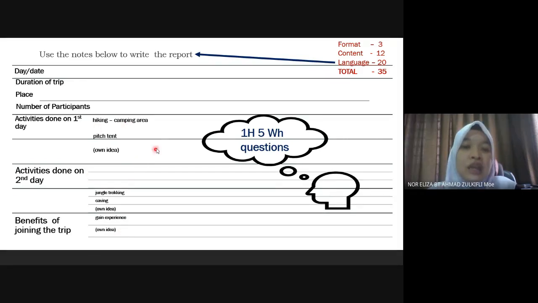Okay, how do you elaborate? What you are supposed to do? You have to brainstorm. You have to ask the 1H5W question, the WH question. People say it's a one husband, five wives question. It doesn't matter as long as you know you have to ask these questions in order for you to collect all the ideas for you to elaborate the notes that are already given to you. Remember, this note 1, 2, 3, 4, 5, 6, 7, 8, 9, 10, 11, 12. All these notes are compulsory for you to have included in your report.